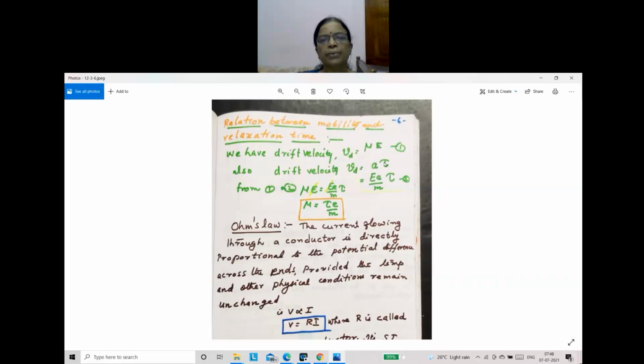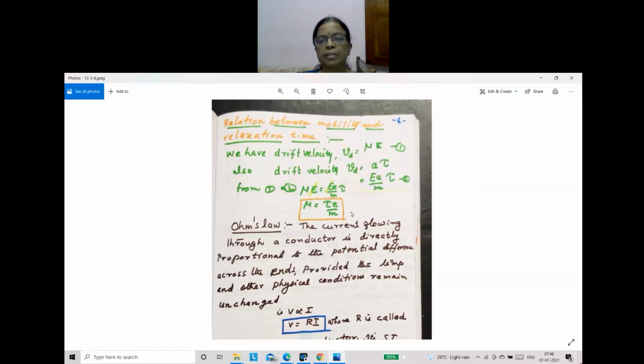Both are drift velocity expressions, so we can equate the right sides. So mu into E equals e E by m into tau. Teacher, do we use the same symbol tau for relaxation time? Yes, the same symbol, tau, for relaxation time. Okay, ma'am. Then E gets cancelled here, children. Then mu equals e tau by m, where tau is the average relaxation time, e is the charge of the electron and m is the mass of the electron. So we got another expression, that is the expression for mobility and relaxation time. For doing problems, you should know all the equations.